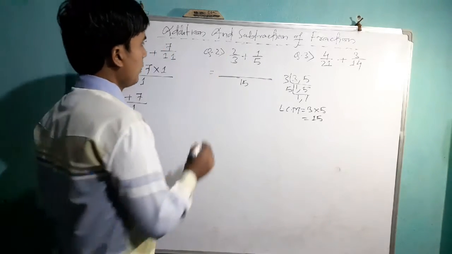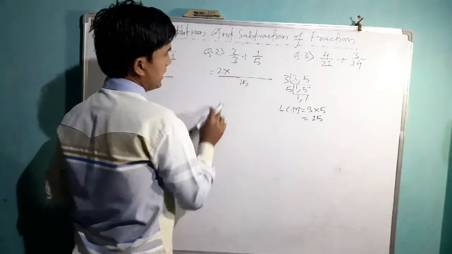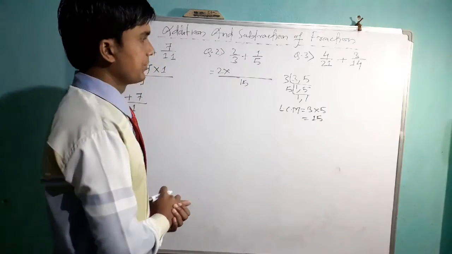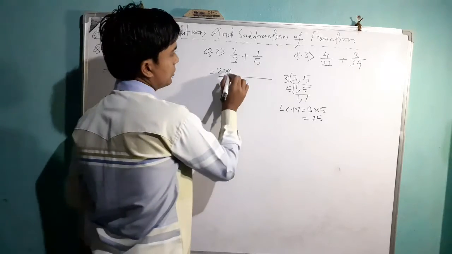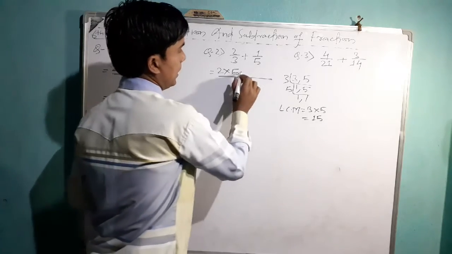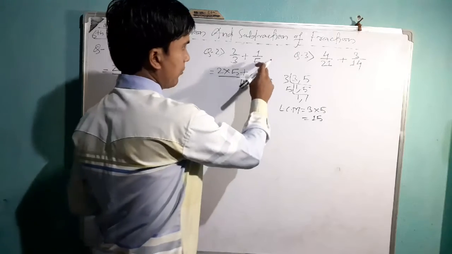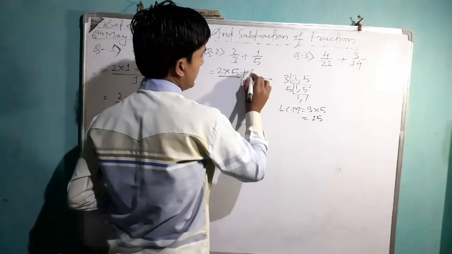The numerator is 2. This 2 we'll write here, then multiply. Now 3, how many times is it in 15? 3 5s are 15. Plus, now here we have 5. This numerator is 1. We'll write it here as it is.